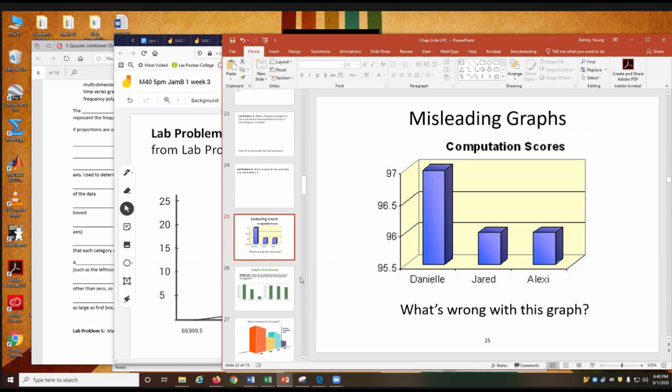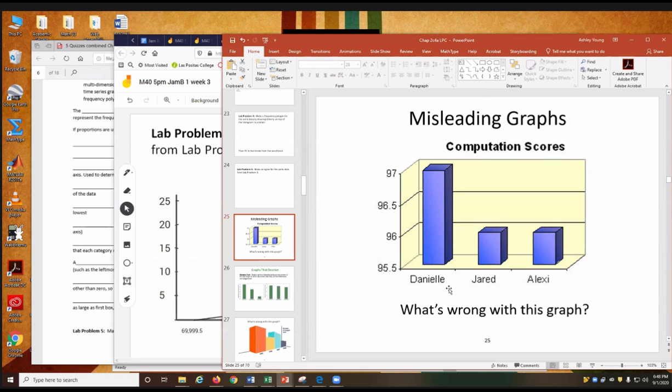Okay, any suggestions? What's wrong? You can't really tell the exact number and the why? Yeah, it's a little bit hard. Let me ask you this. If you were Jared or Alexi and you saw this graph, would you be bummed about your score?